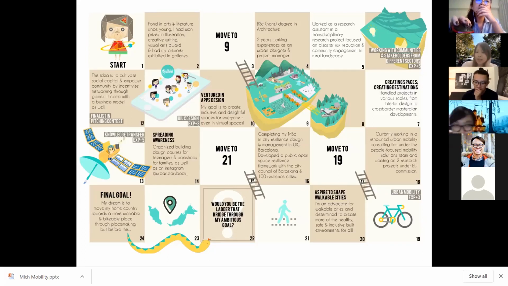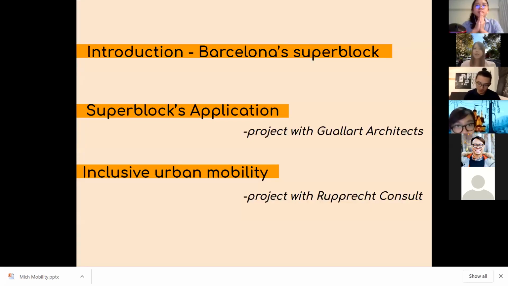So from there, I also got some opportunities to further explore urban mobility. So this is what I would share with you guys. This is the outline of today. My intention of this sharing is to introduce the concept of superblock and also its application in an Asian context. That is my previous project with my previous firm.